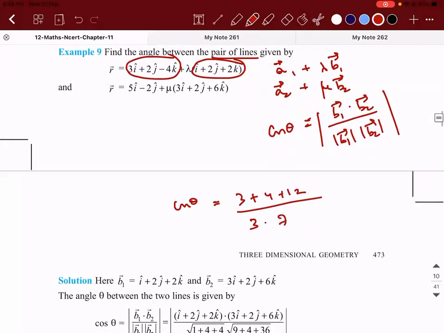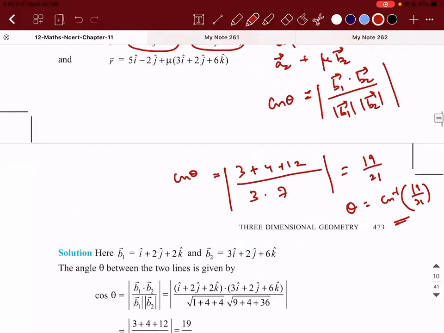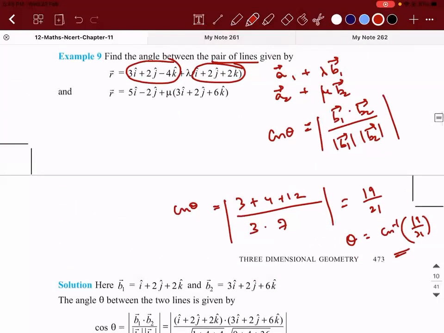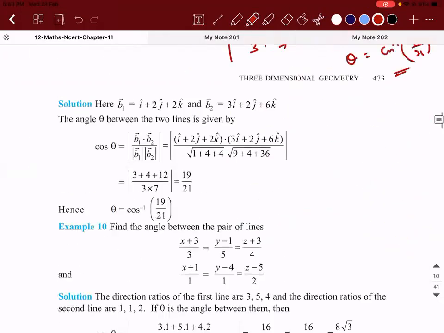49, that will be 7. So the magnitude is 12 plus 4, 16, 16 plus 3, 19, divided by 21. So theta will be equal to cos inverse of 19 divided by 21. That is the angle between these two lines. Did you understand, guys? Yes, sir. It's a very simple thing.